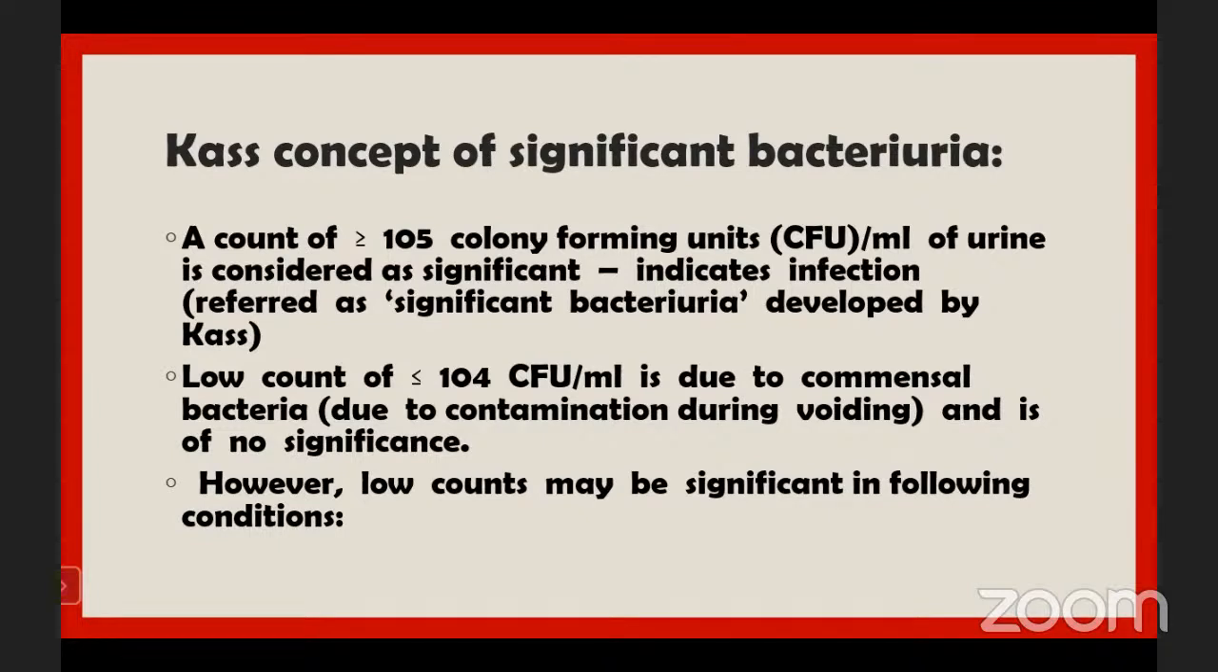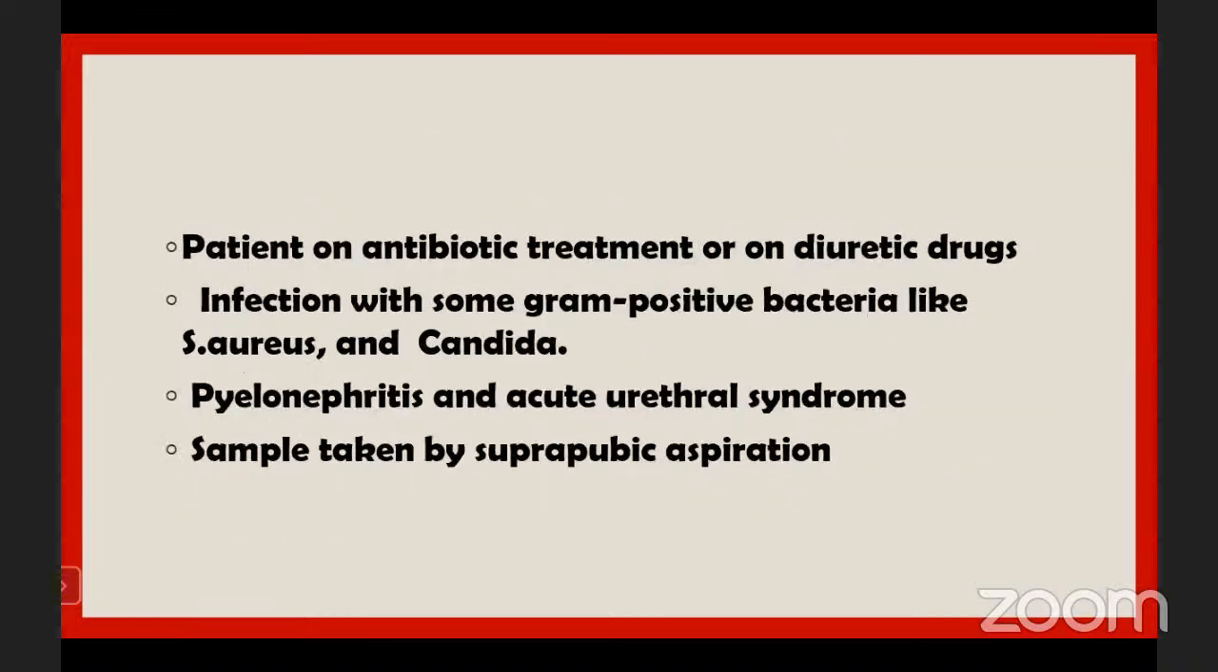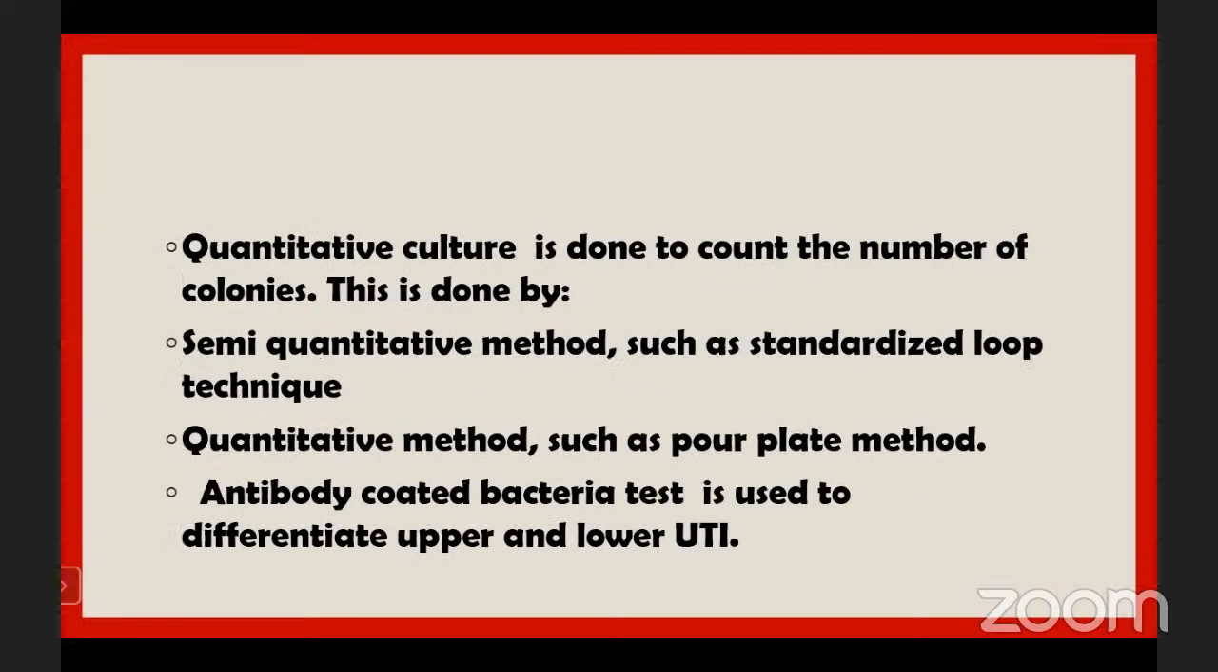This method was developed by Kass. A low count of less than 10^4 colony forming units per ml is due to the commensal bacteria. It is due to contamination during voiding and it has no significance. Low counts may be significant in the following conditions, such as patients on antibiotic treatment or diuretic drugs. It is significant in infection with some gram-positive bacteria like Staphylococcus aureus and Candida, pyelonephritis and acute urethral syndrome, and when the sample is taken by suprapubic aspiration. This is mainly seen in infants and coma patients.